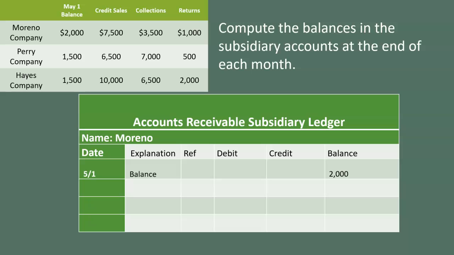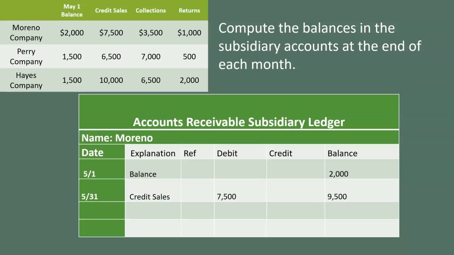So Moreno Company had a beginning balance of $2,000. So we put that in on May 1st. Then each of these credit sales, collections, and returns are all end of month totals. So on May 31st, we put in the credit sales of $7,500. Now, we make a sale on account. If we think back a couple chapters when we learned about merchandising operations and those journal entries, we debited accounts receivable when we made those sales. So we put that $7,500 under the debit column, and then we need to update the balance.